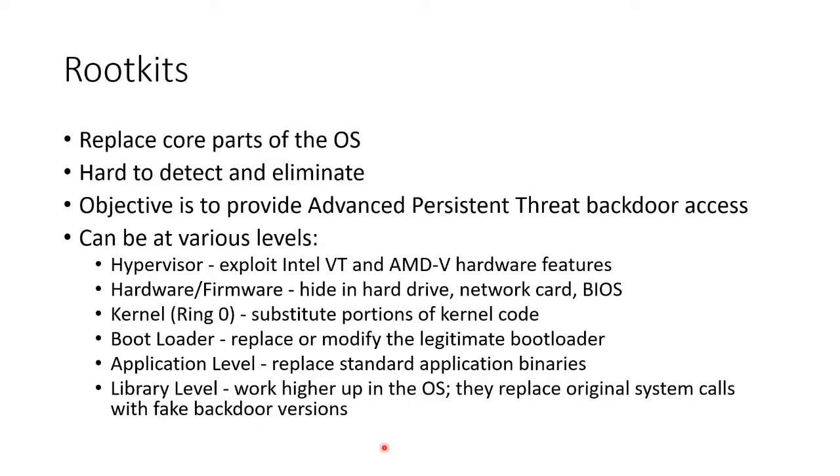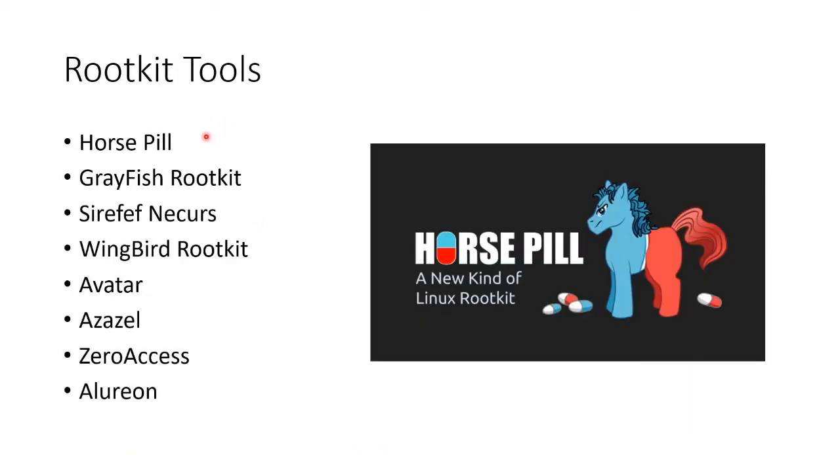Well, when we have library-based DLL, library-based rootkits, when the operating system says, or the app says, draw a window for me, that gets intercepted, and what they get back is, oh yeah, a window plus something else. So that is library level. Loads of rootkit tools: Horsepill, Grayfish, Sirefef, Wingbird, Avatar, Azazel, Zero Access, Illyrion, loads and loads of rootkit tools. This is just a few that EC Council lists.